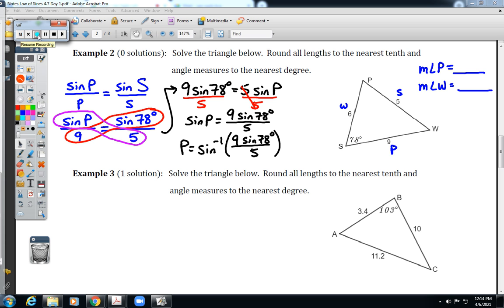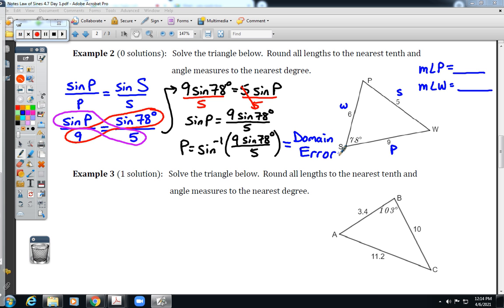So when you type that into your calculator, it should not work. Because 9 times the sine of 78 degrees divided by 5 is approximately 1.76. And the sine function only works between 1 and negative 1. So 1.76 is not in the domain, which means when you tell your calculator to look up this value, it's going to return, I can't. That is a domain error.